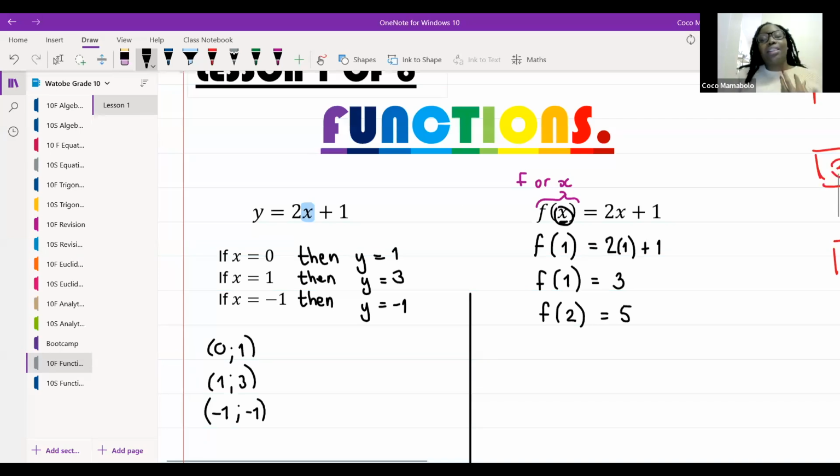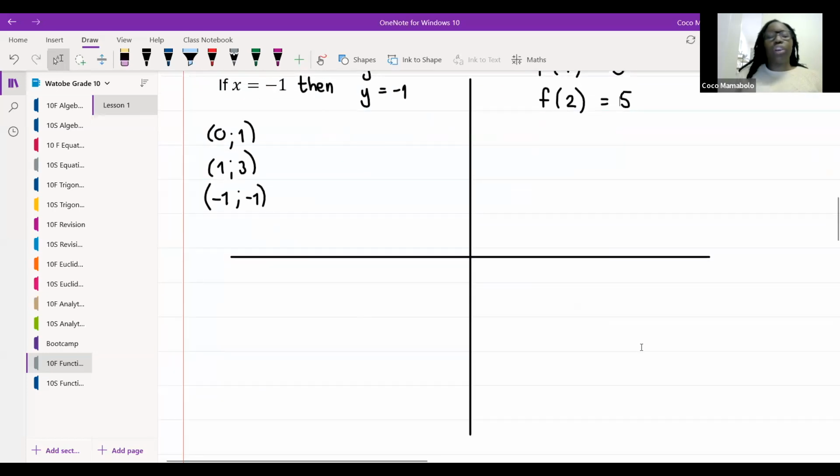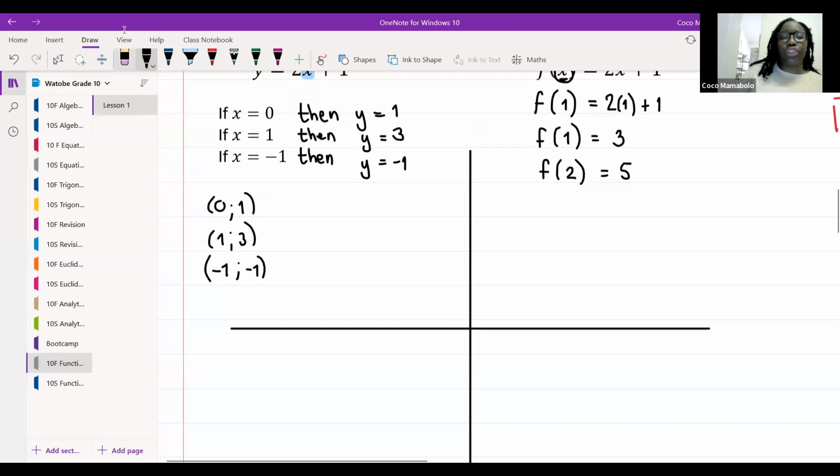Now, when we represent these things, we want to see what kind of relationship they have, right? Is it an increasing graph, a constantly increasing graph? Is it a decreasing graph? What is going on? Right, we're going to use the Cartesian plane.